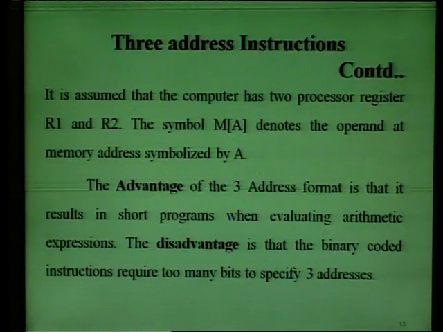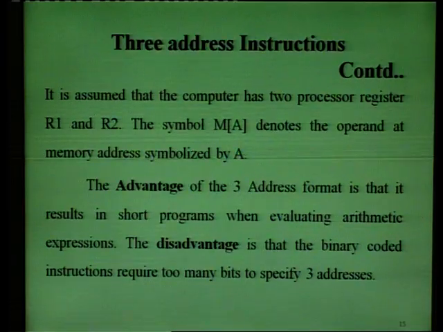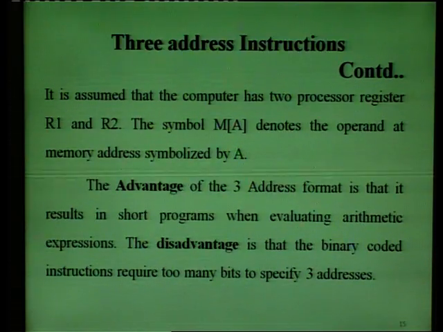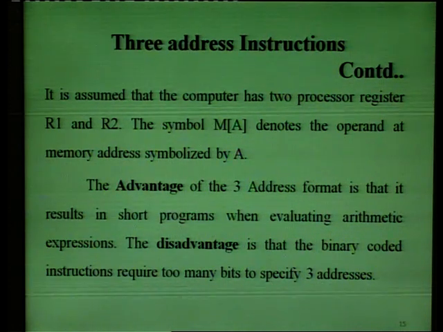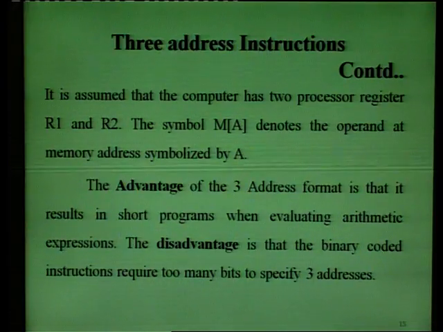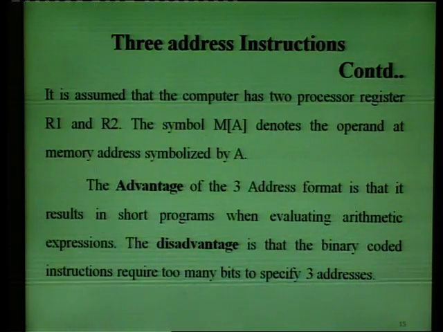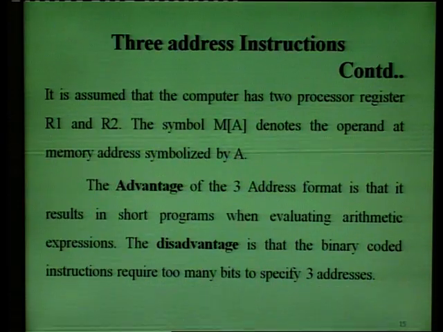The next is the 3 address instruction. It is assumed that the computer has 2 processor registers R1 and R2. The symbol M[A] denotes the operand at memory address symbolized by A. The advantage of the 3 address format is that it results in short programs when evaluating arithmetic expressions, and the disadvantage is that the binary coded instructions require too many bits to specify 3 addresses.